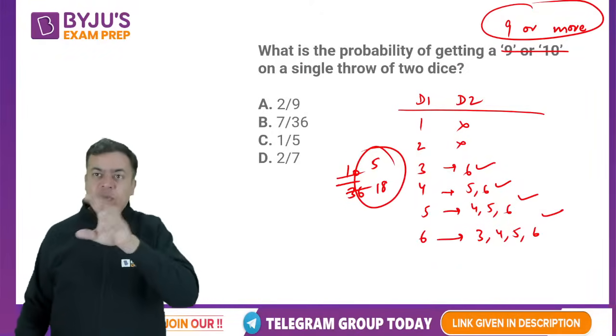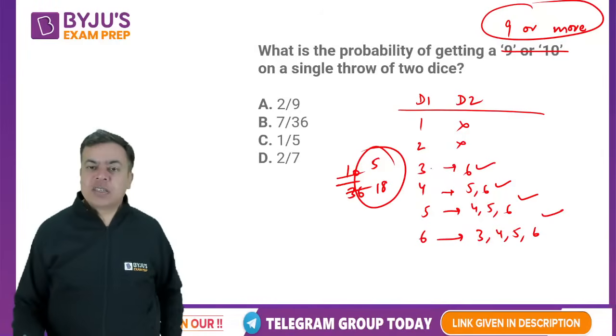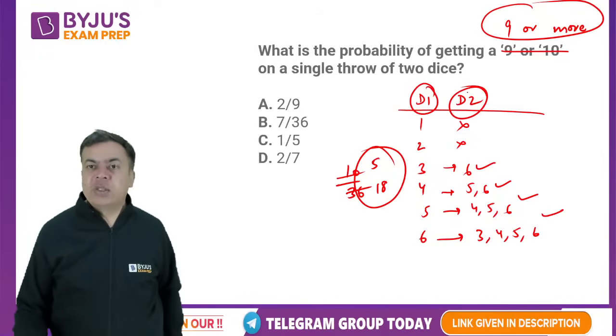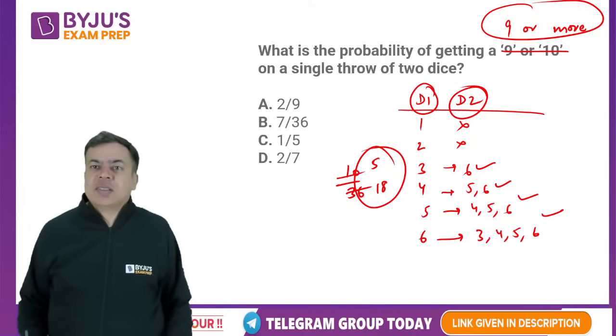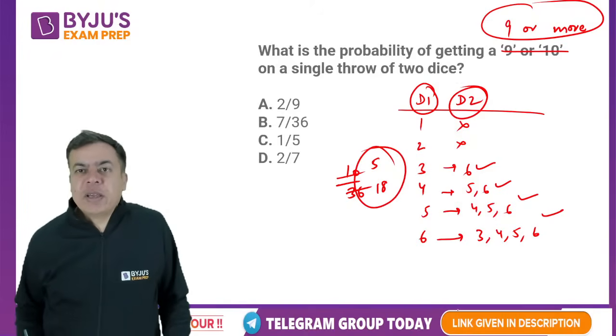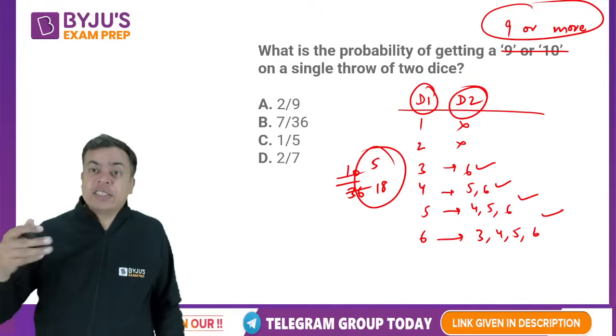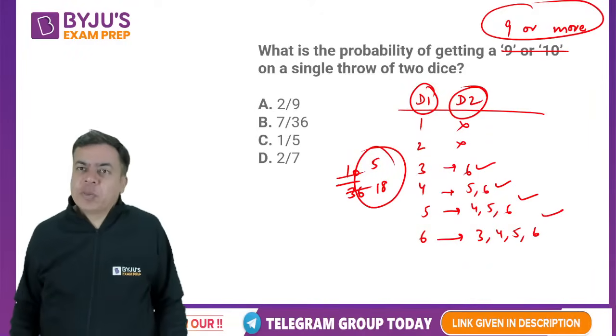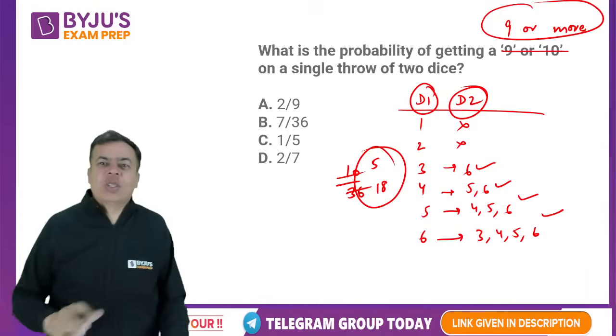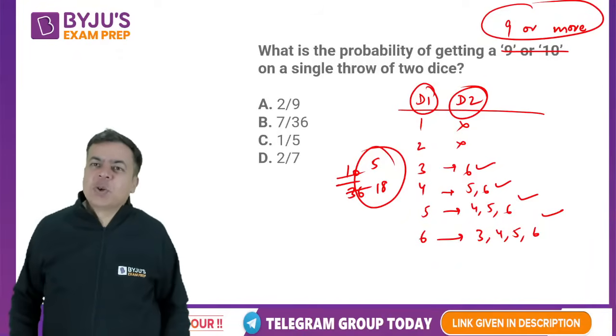Yes, 5, 4 and 4, 5 are different because we are counting die 1 and die 2. Yes, 5 by 18 will be the probability in that case if the question is getting 9 or more, because they have asked this also. Okay, let's move to the next question.